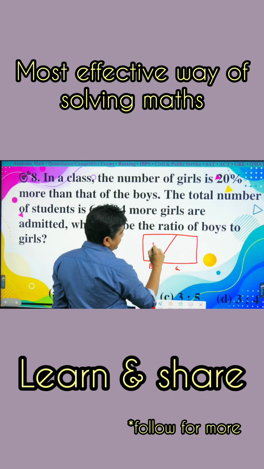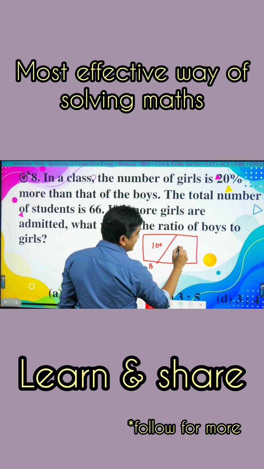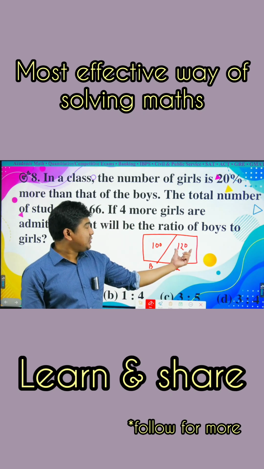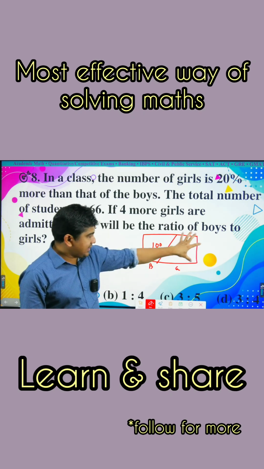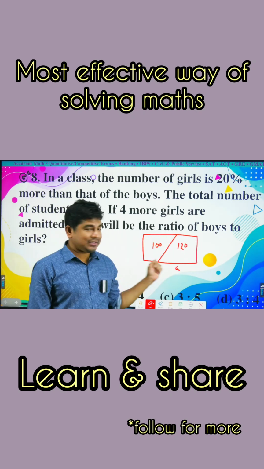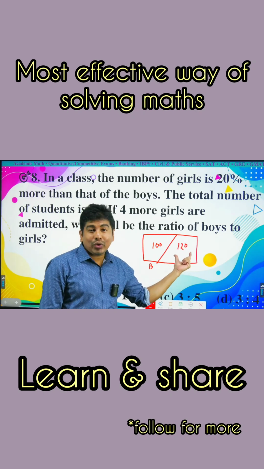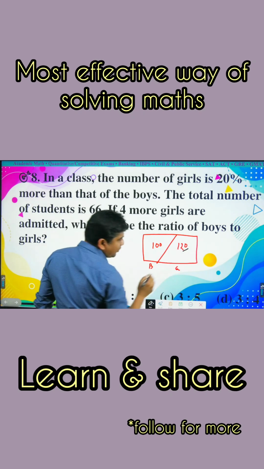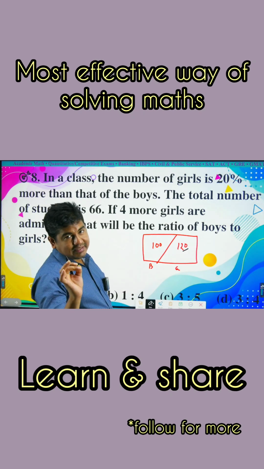That means if the boys is 100, the girls is 120. Girls is 120, that means girls is 20% more than the boys. This is the class, there are boys and girls. If the boys is 100, then girls is 120. That means girls is 20% more than the boys. This has been said in the first line.